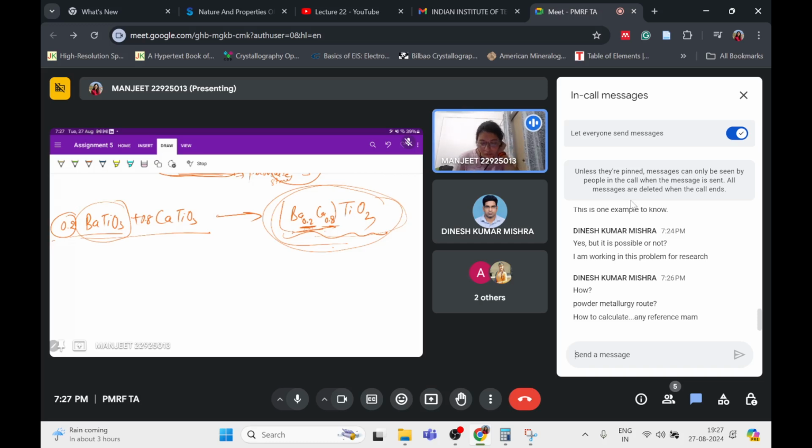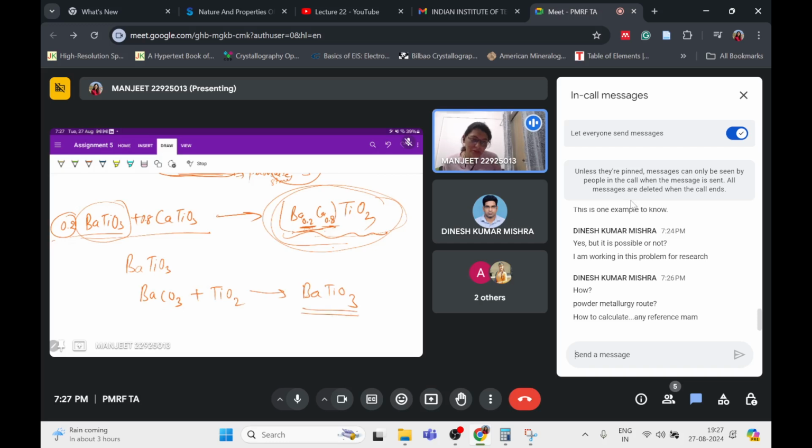Sir, if you are calculating this, you can check any paper on the powder metallurgy route. You will find it. Similarly, let's say this is barium titanate. How will we make the barium titanate? We basically take barium carbonate with titanium oxide, and this will give you BaTiO3.